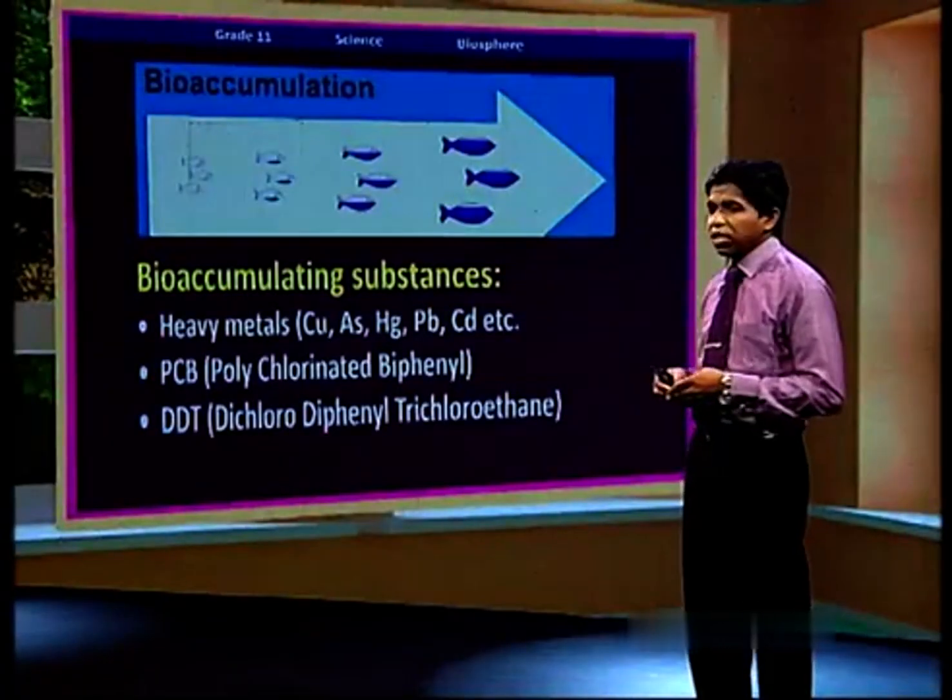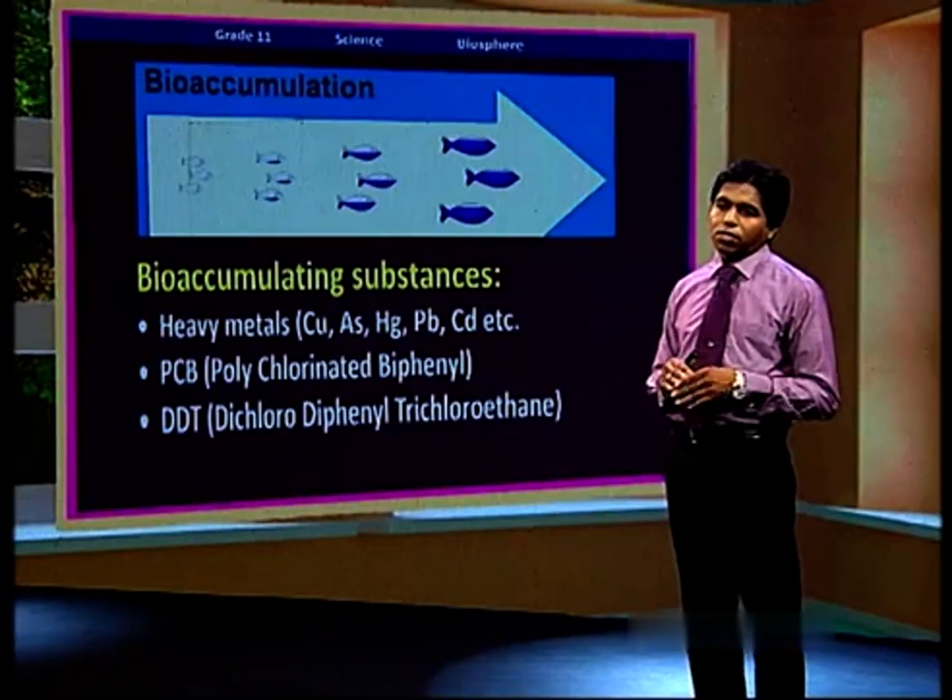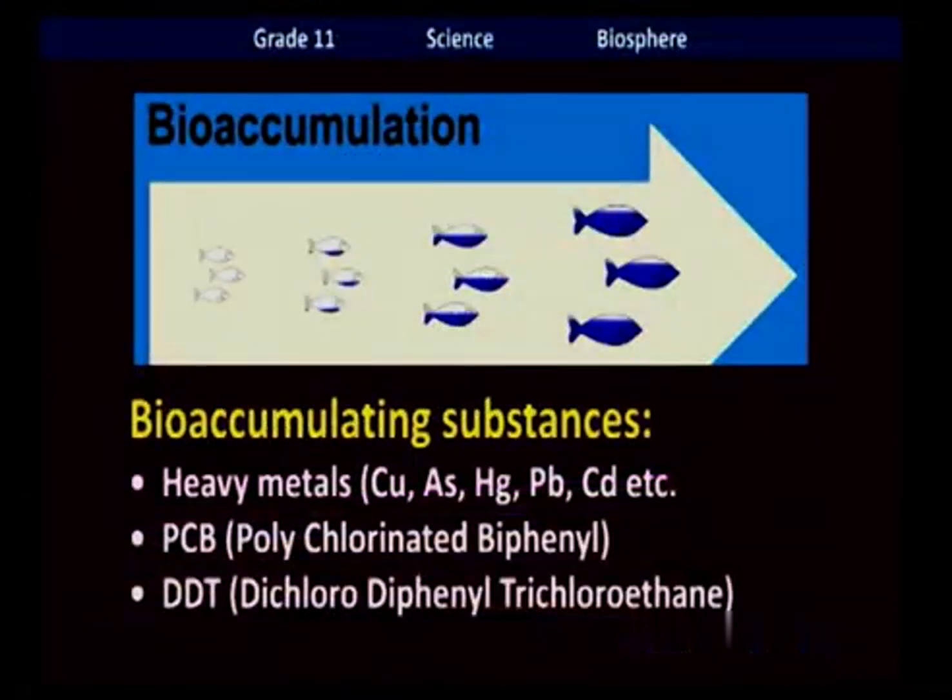Let's see what these bioaccumulating substances are. All substances are not bioaccumulating substances. You can see number 1, heavy metals. So what are heavy metals? Group 1 and group 2 metals are not heavy metals. Sodium, potassium, calcium, magnesium are not bioaccumulating metals. But copper, arsenic, mercury, Pb (lead), Cd (cadmium), these are bioaccumulating substances.